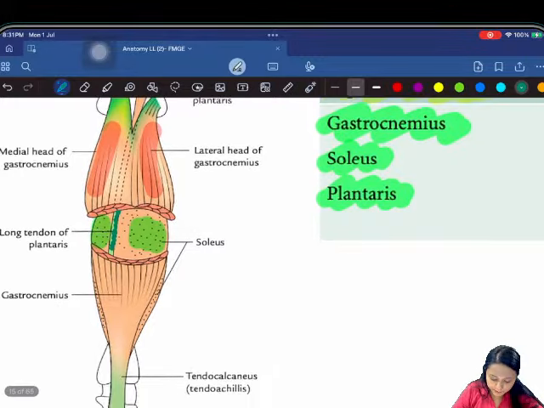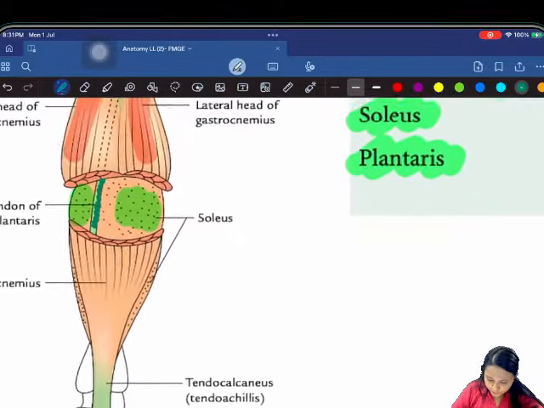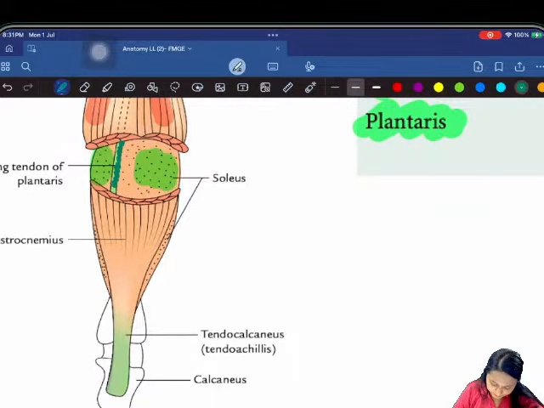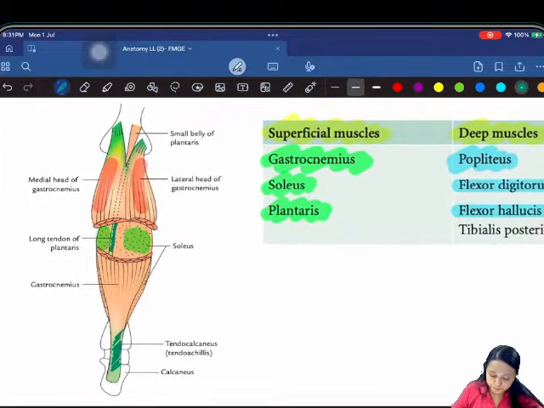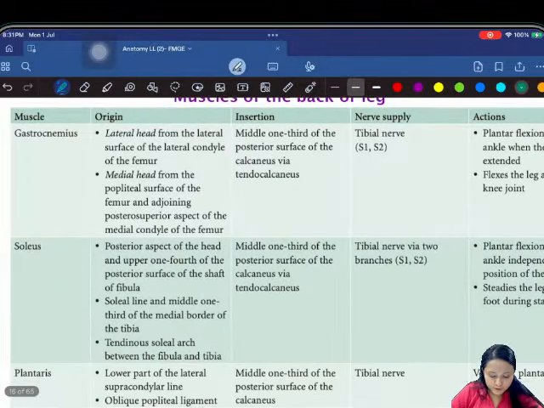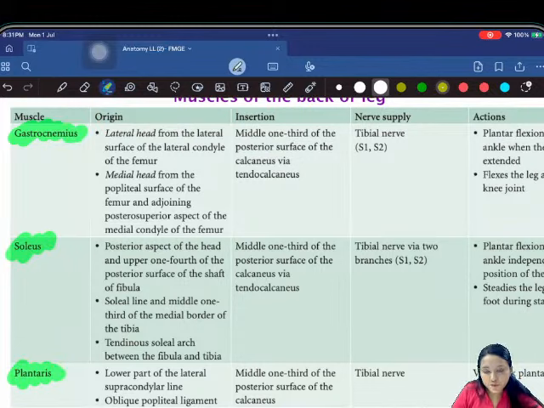ठीक है, तो ये हो गया आपका soleus gastrocnemius, and they are inserting through a common tendon, that is the tendoachilles or the tendocalcaneus. ठीक है, ये हो गया आपका superficial group of muscle. So we have already seen the superficial group as discussed, that you have the gastrocnemius, you have the soleus and the plantaris, and all these muscles are the muscles of the posterior compartment.